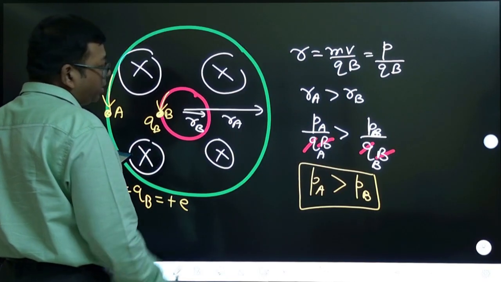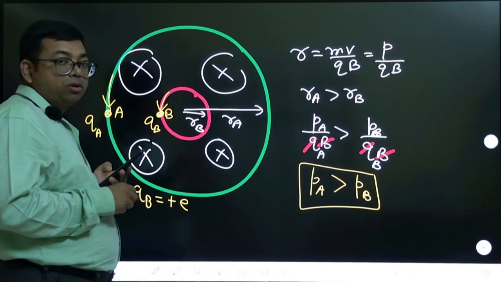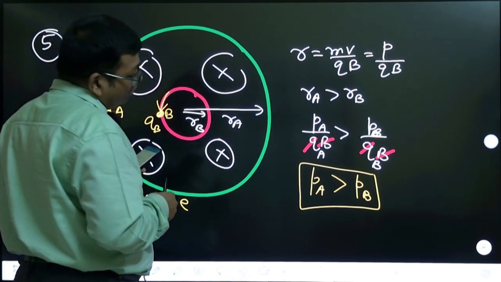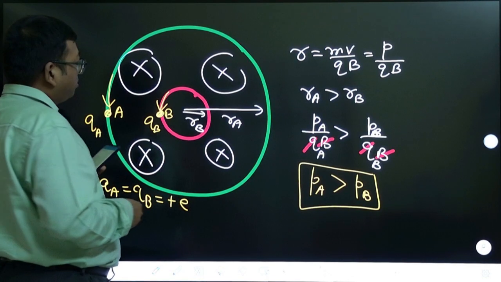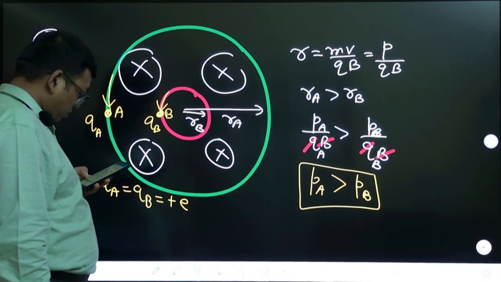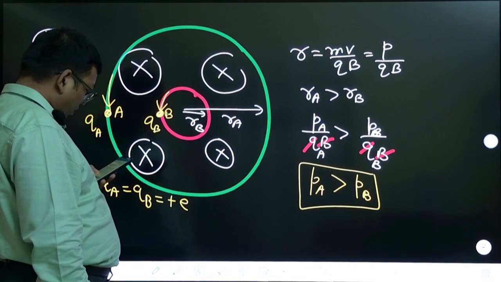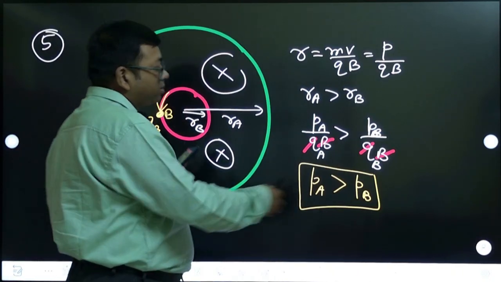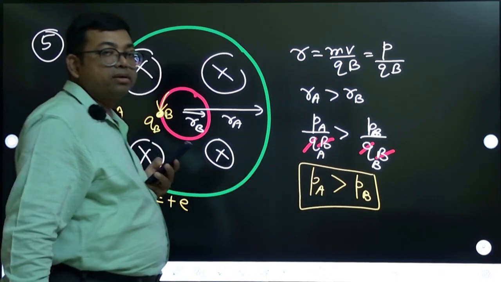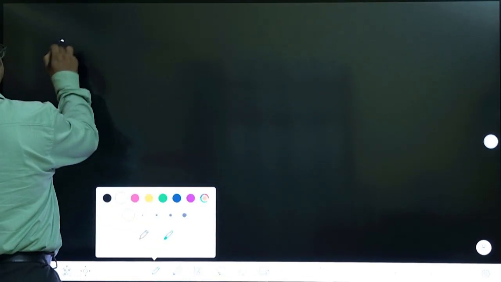Of course, momentum is a vector quantity, but you can compare the magnitudes, right? So if you go with option C, the magnitude of momentum of A is greater than the magnitude of momentum of B. Because we are comparing radii, the magnitude of momentum is what matters. So option C is correct. Let us move to the next, 6.